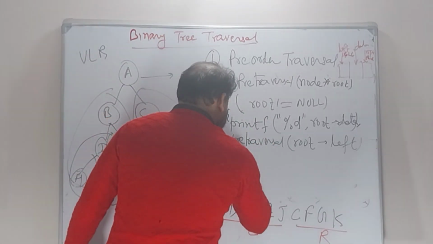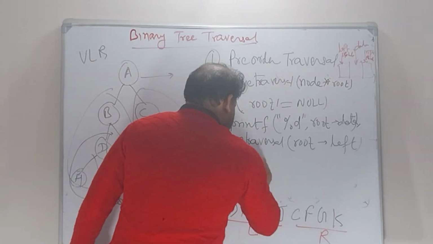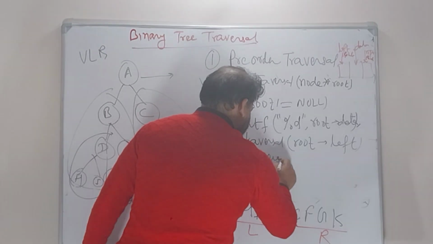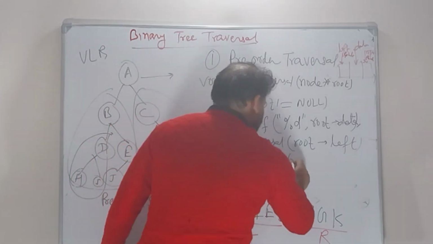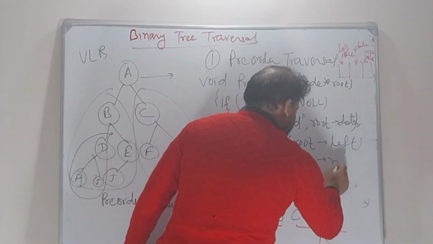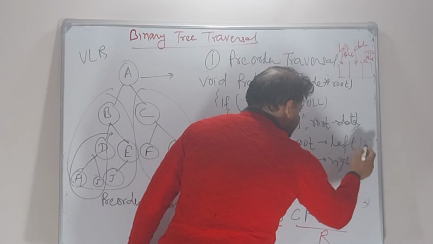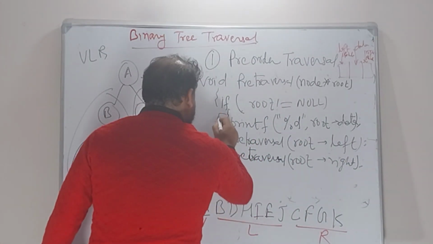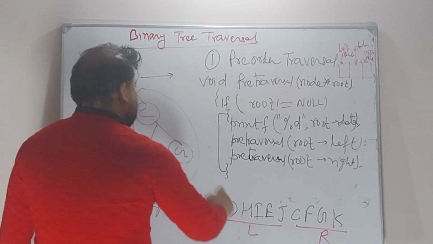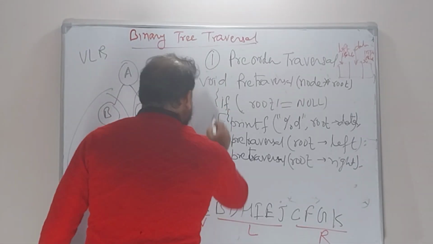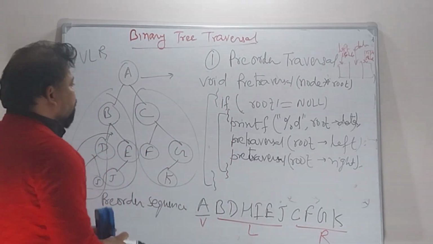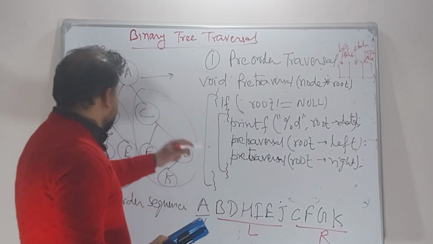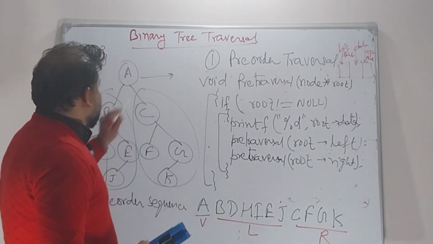So it will be like pre-traversal root right. Now this if body will close, and then this function will also close. So this is the overall pseudo code just to traverse in a recursive manner for a pre-order traversal.